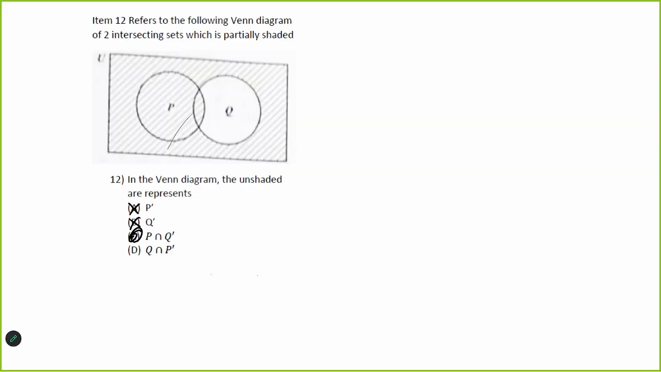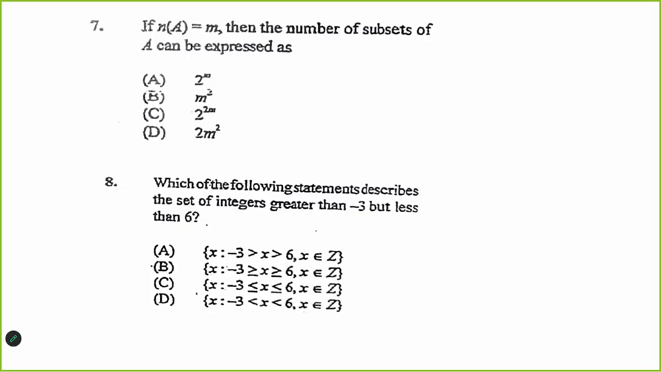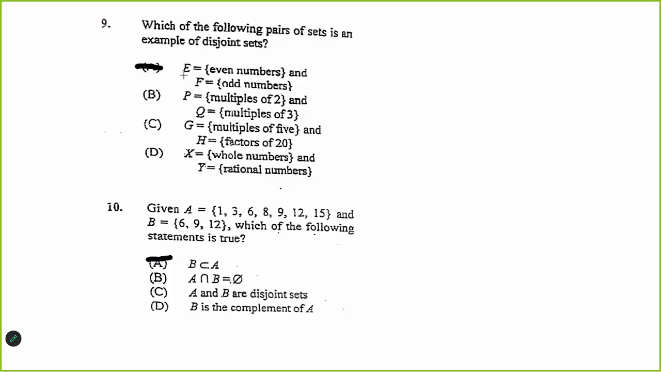January 2021. Let's look at January 2020. If the number of elements in A is 4, then the number of subsets is 2 to the power of n, which is A. Which of the following sets is greater than 3 but less than 6? Greater than 3 but less than 6, it would be C. That's a repeated question. Which of the following are disjointed sets? That's odd and even. Which of the following statements is true? B is a subset of A. Yes, because all the elements in B are found in A.